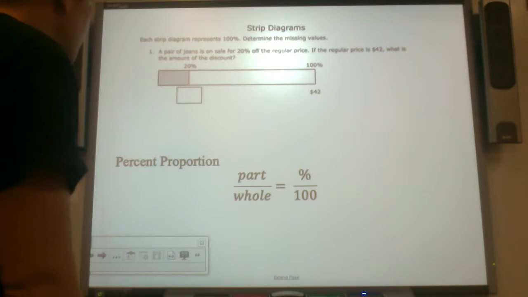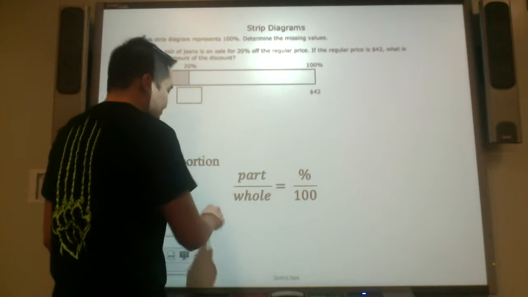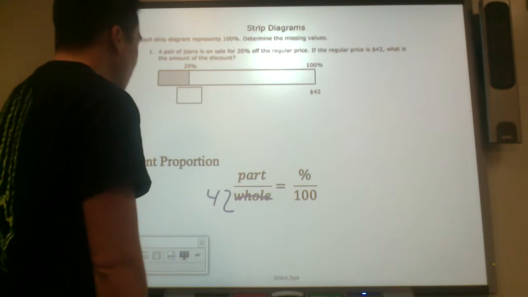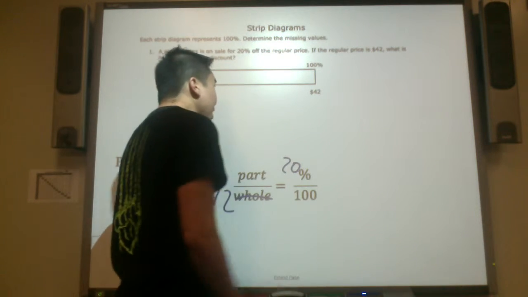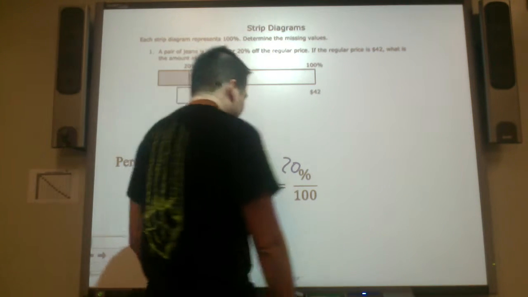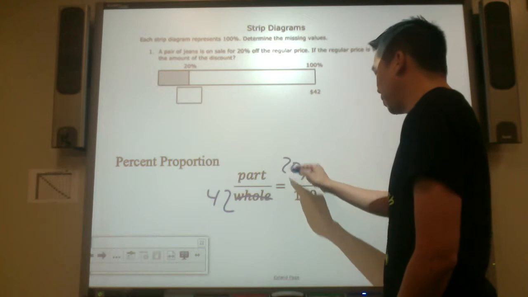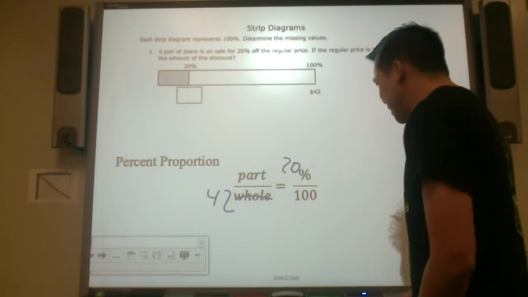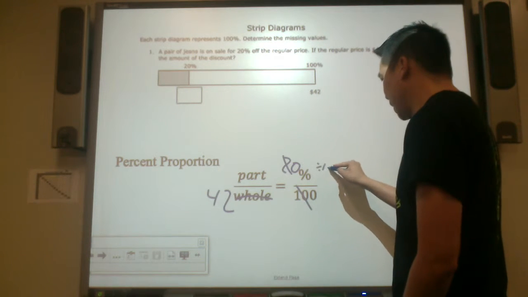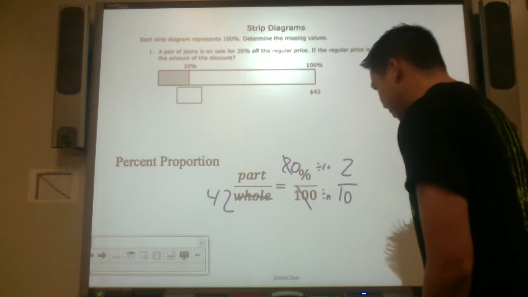Amount of the discount. So I'm going to use percent proportion here. The regular price, isn't that the whole price? That's $42. It is on sale for 20% off. So 20% goes right here. So I want to find what part of it do I save. So can 100 go to 42? So we need to break this down. So I break this down by dividing by 10. I get 2 over 10.